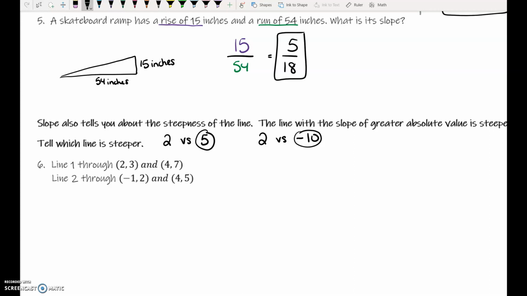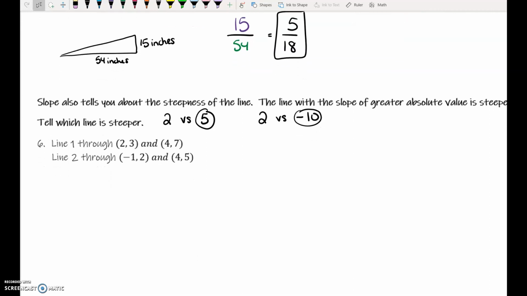So think about both of them. Like if you were riding a bike and you were going up something with a slope of 2, no big deal, right? If you're riding a bike and you're going down a hill that has a slope of -10, you'd be flying because that's like a steep hill. So ignore the negative. The bigger number, regardless of the negative, is going to be the steeper line.